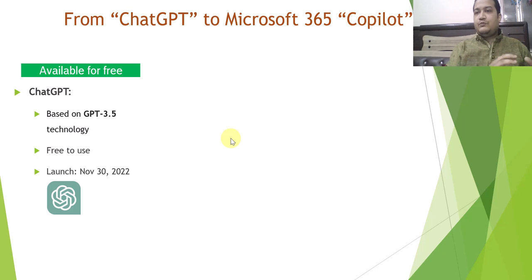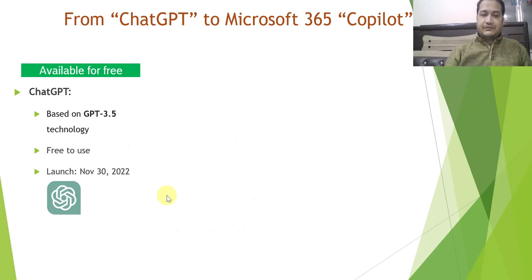So, how is Microsoft evolving from ChatGPT to Microsoft 365 Copilot? First of all, ChatGPT. The ChatGPT initial version, which was launched on 30th of November 2022, was based on the GPT 3.5 AI model. It is free to use. It's still free to use. I'm going to show you in a few minutes how you can use ChatGPT very easily. It's very easy. It is based on GPT 3.5 technology, it's free to use, and it was launched on 30th November 2022.